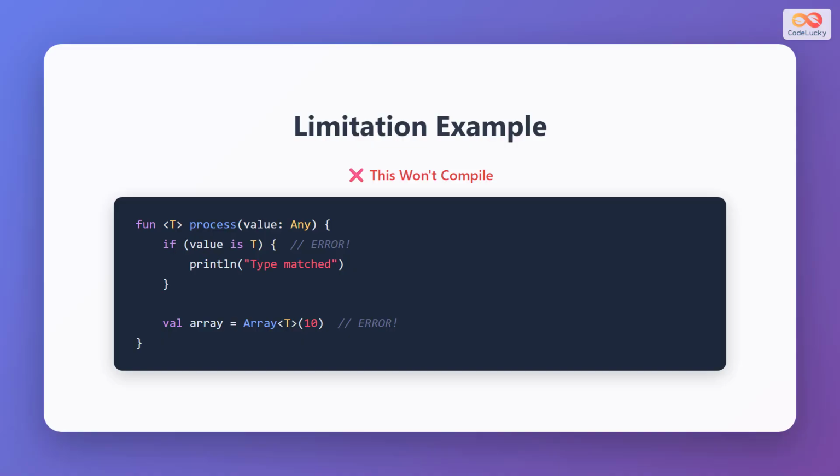Here's a concrete example of what won't compile. In this generic function, trying to check if a value is of type T using the is operator will fail. Similarly, trying to create an array of generic type T will also fail. Both of these operations require runtime type information, which is erased during compilation.